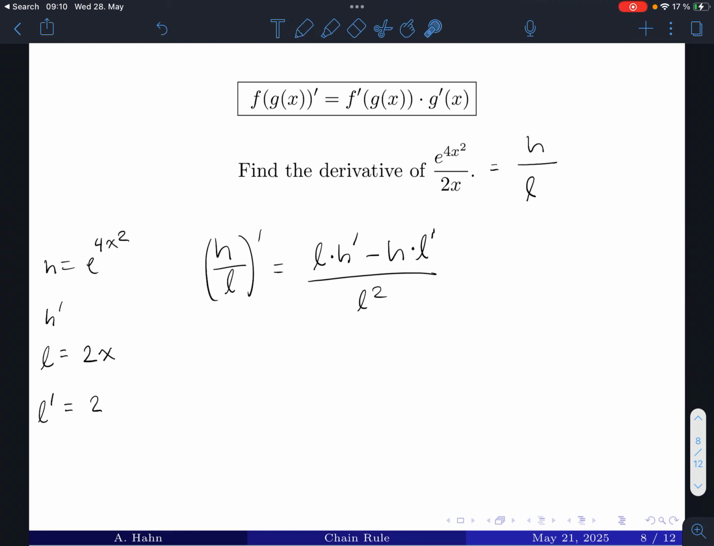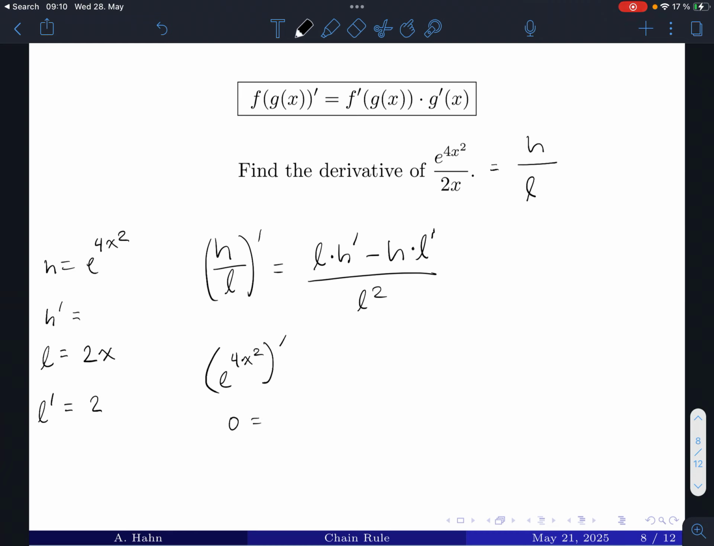And now let's talk about h prime. We need that in order to plug it into our formula for the quotient rule, right here. And we need to do the chain rule, so this is a composite function. And so let's do that. We want to take the derivative of e to the 4x squared.